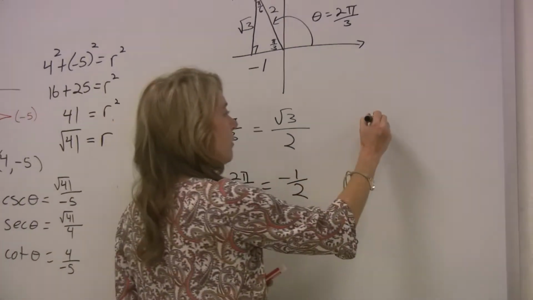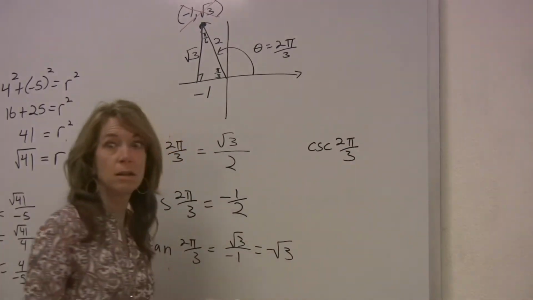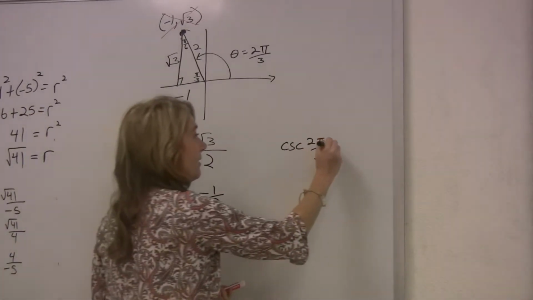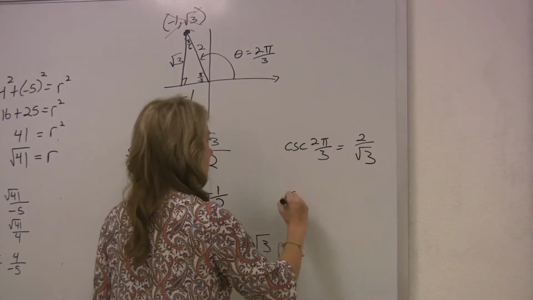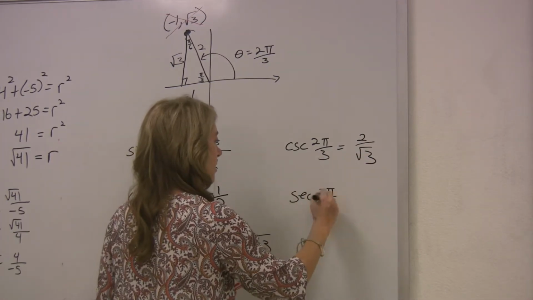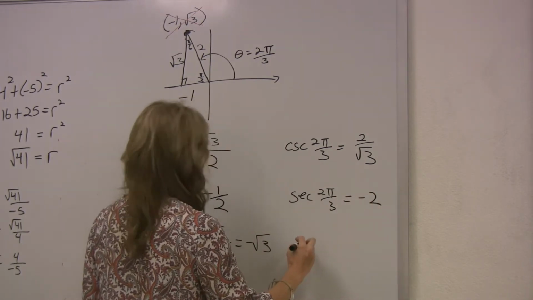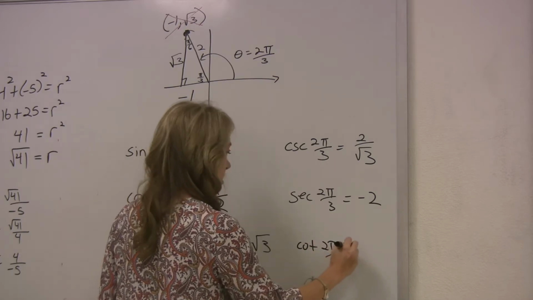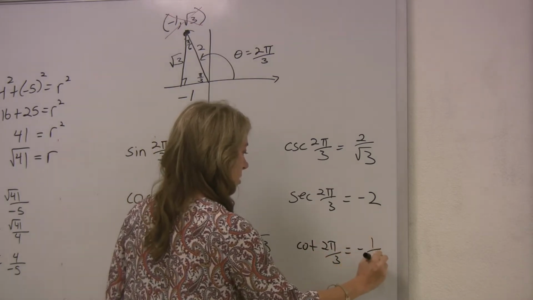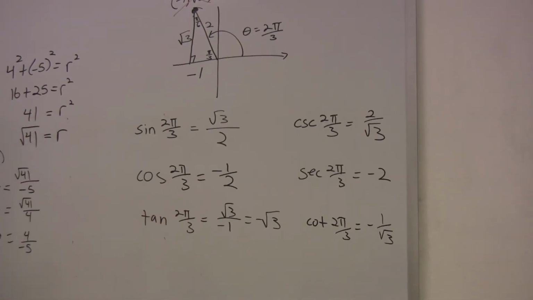And then to find the other ones, we will just flip them over. Secant. I'm just going to call that -2. You okay with that? Flip these guys over. For tangent, that's negative square root 3, right?